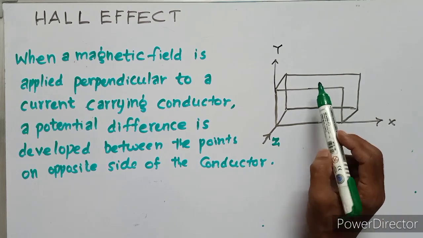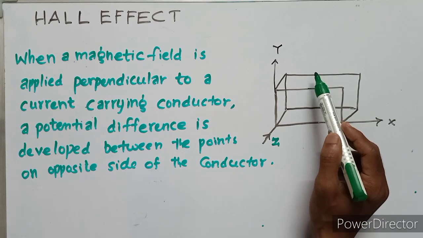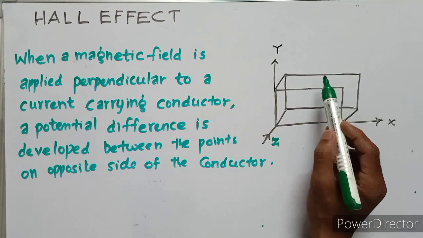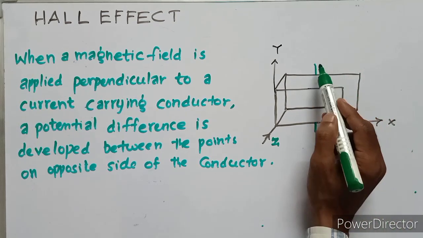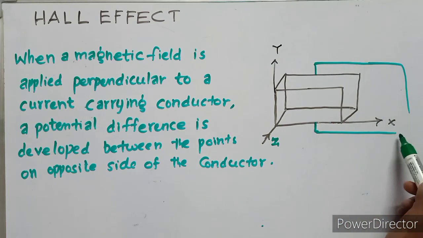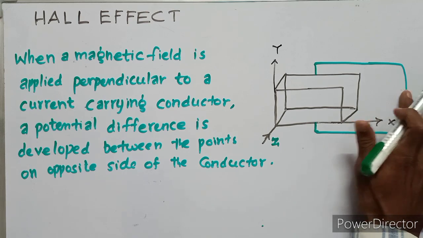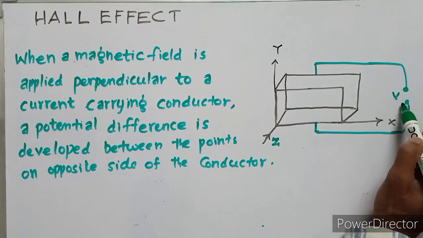Then potential difference is produced between this point and this point. The potential difference is produced.